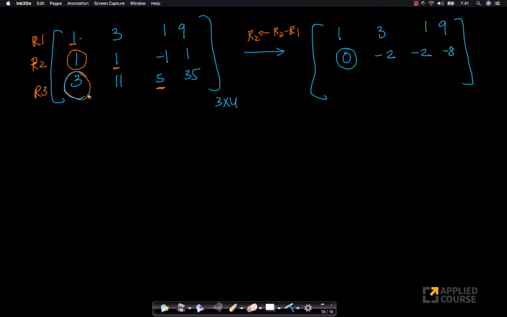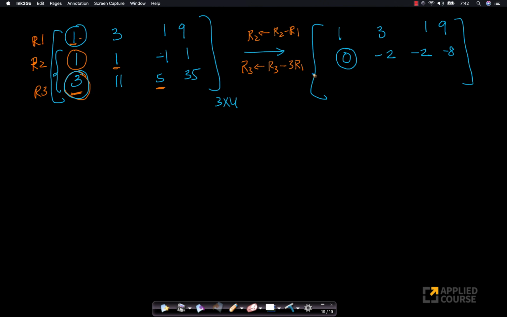Next, I want to make this value 0. Except for the first row, every other row value, I want to make them 0 through simple row operations. If I want to make this 0, what can I do? Can I write it as R3 as R3 minus 3 times R1? Very simple, right? This is 3, this is 1. I want to make this equal to 0. How do I do it? I'll take 3 times this and subtract it from this.